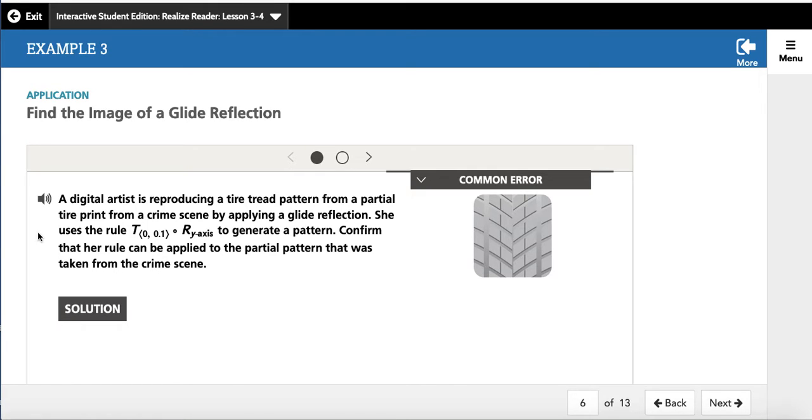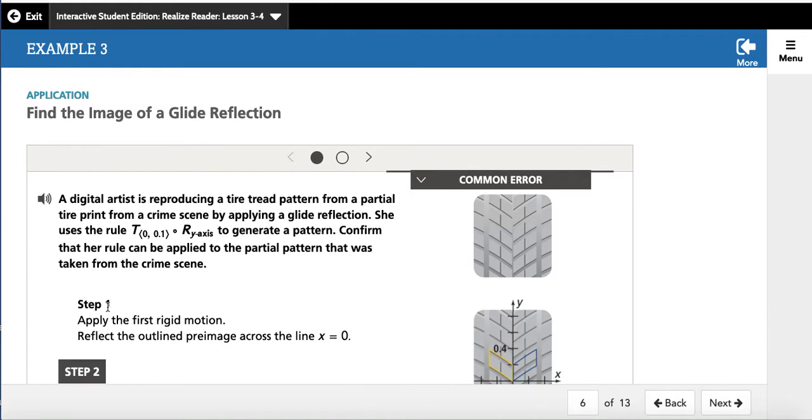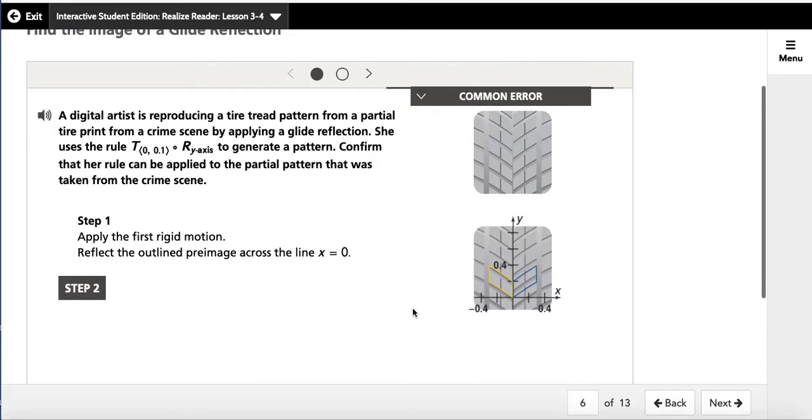All right, so they just want us to practice a glide reflection. Remember, glide reflection will start with the reflection first and then the translation. So we're going to start by first reflecting the outlined image that's in yellow. We're going to reflect that about the line x equals 0. That's a vertical line. It becomes this blue shape.